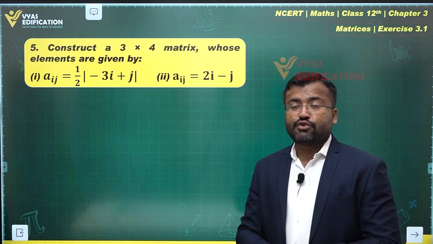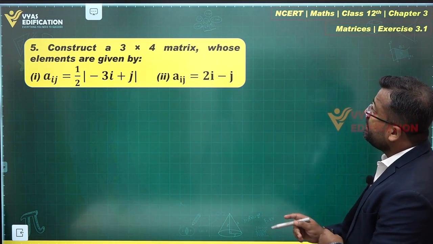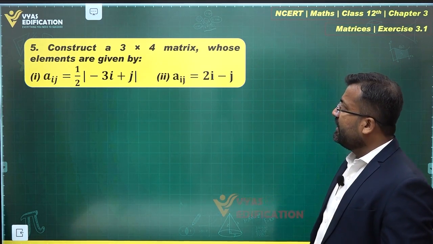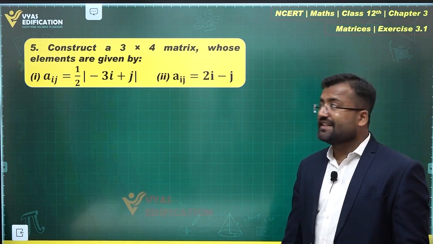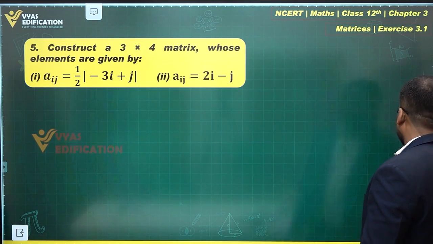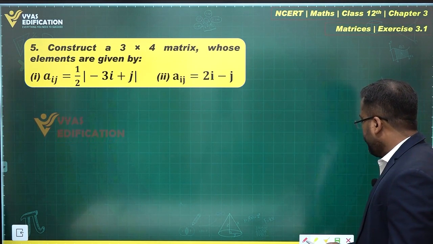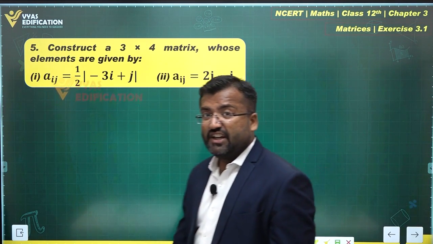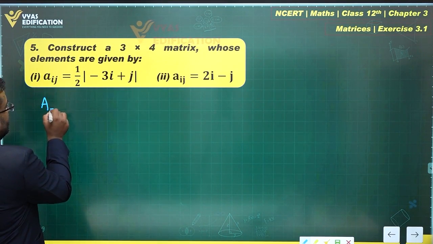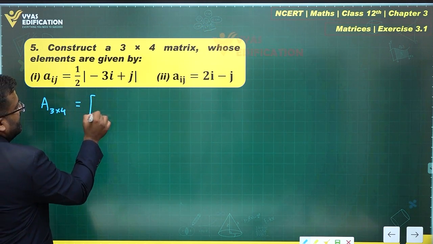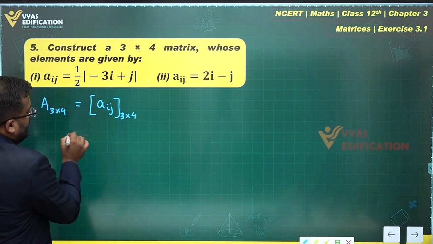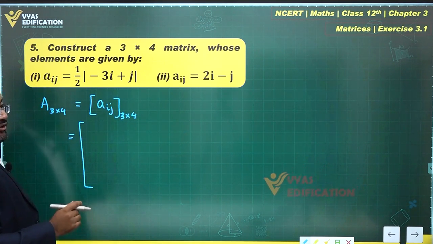Let's discuss this question where it says construct a 3 by 4 matrix whose elements are given by this and this. There are two parts of this question and we are supposed to construct a 3 by 4 matrix. Now what does a 3 by 4 matrix look like? Let's take a look at that first. A 3 by 4 matrix would have 3 rows and 4 columns, and yes, it would look like this. A 3 by 4 can be written as Aij 3 by 4, which will look like this. 3 rows and 4 columns.